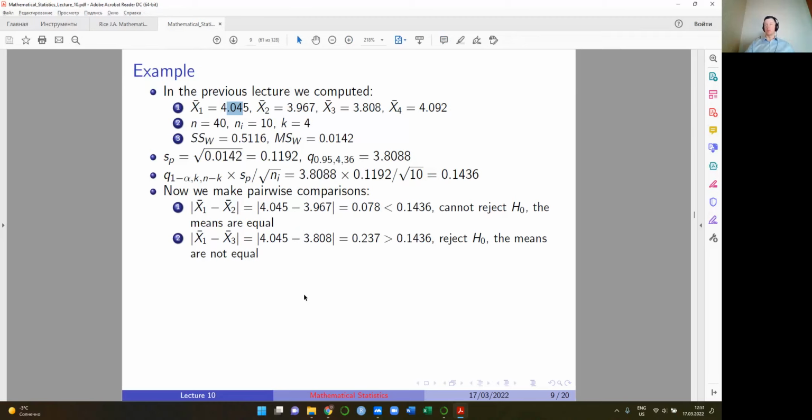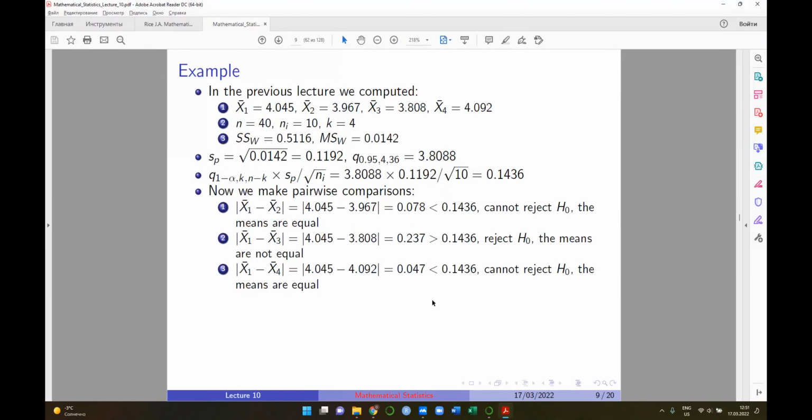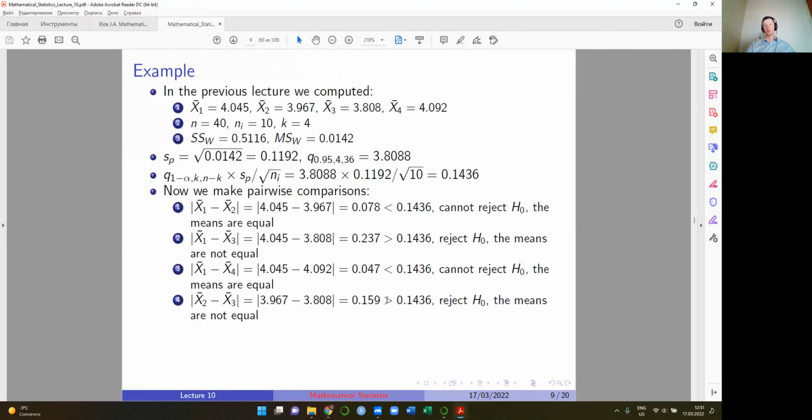And we continue doing this for every pair. So pair 1 and 4 here. The difference is 0.047, less than the critical value, cannot reject H null. The means are equal. Then we compare 2 and 3 here. The difference slightly exceeds the critical value, but still we reject H null. The means are not equal. So now we can conclude that well 2 performs better than well 3.